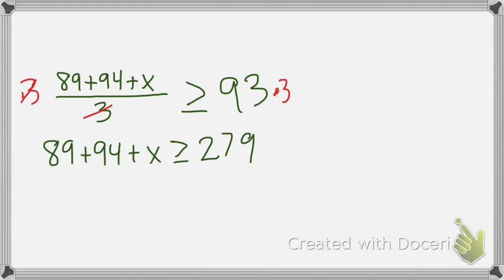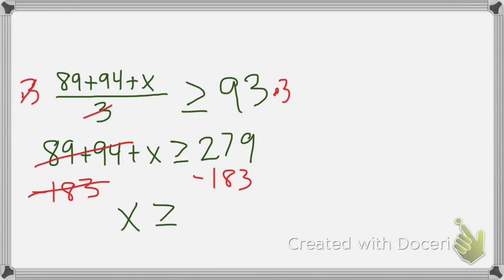279. So we're going to have to get rid of both of these, correct? So we got to subtract them. Would you rather add them up and then just subtract whatever that is? Okay. So what's 94 plus 89? 183. So I'm going to subtract 183 from both sides. So that's going to cancel all of that. That's going to leave us with just an x greater than or equal to 96.